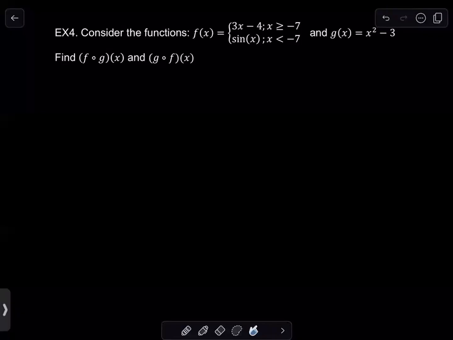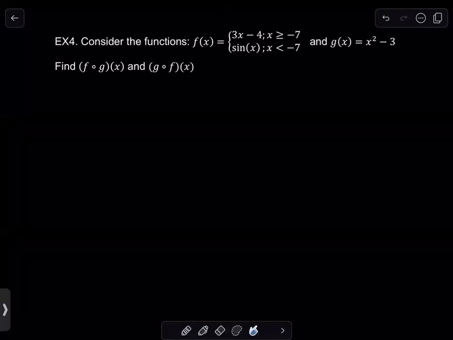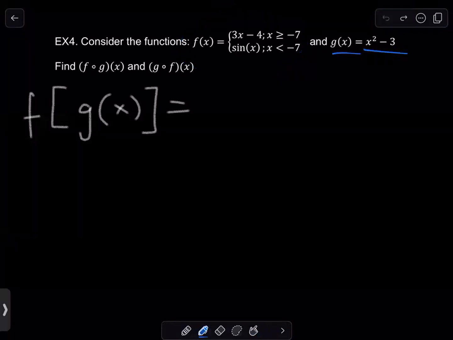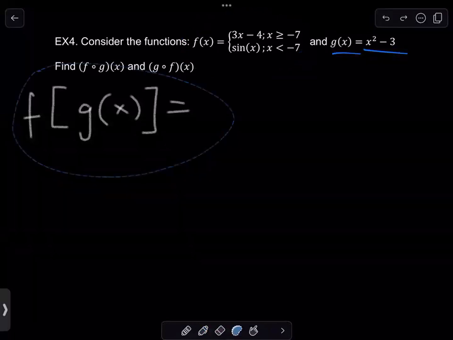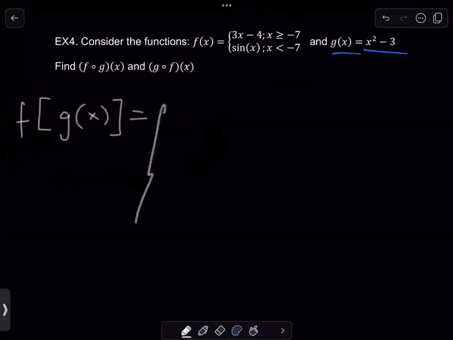So this example is much like the previous one. You're just finding a composite function. You're not going to sketch this one. So let's go through it. We need to find f circle g of x, or as I like to write it, f of g of x. There we go. So what we are doing is we are taking the x squared minus 3 function, the g function, and inserting it into the piecewise function. So we are going to insert that quadratic function into the piecewise function. So our resulting composite function is also going to be a piecewise function.